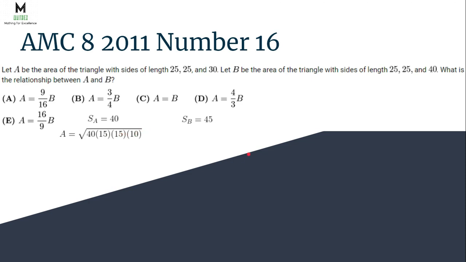For the second triangle, we can do pretty much the exact same thing using Heron's formula and write out our equation. Since we've established that the semiperimeter of this triangle is 45, we plug it in at the beginning and then subtract the remaining side lengths from 45. So 45 minus 25 gives us 20, 45 minus 25 again gives us 20 once again, and then 45 minus 40 gives us 5. So here we have the area equations for each of these triangles.